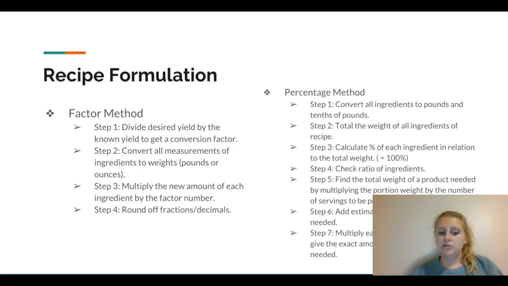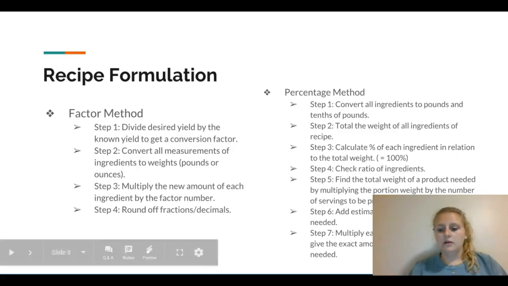Then you take all measurements and convert them to weights, which would be pounds or ounces, depending on how big the measurement is. Then you multiply the new converted amount of each ingredient by the 6.25 that you now have, or whatever conversion factor. And then you round off the fractions or decimals. With such a bigger desired yield, you're going to want to keep it in pounds and ounces. It just makes it easier to weigh out.